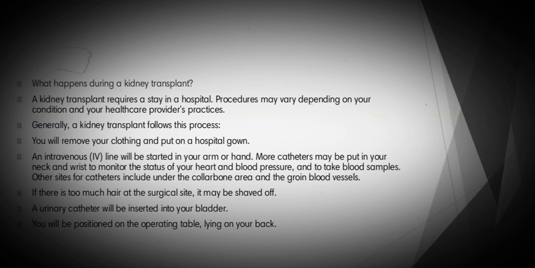More catheters may be put in your neck and chest to monitor the status of your heart and blood pressure and to take blood samples. Other sites for the catheters include under the collarbone area and the groin blood vessels. If there is too much hair at the surgical site, it may be shaved off. A urinary catheter will be inserted into your bladder. You will be positioned on the operating table lying on your back.